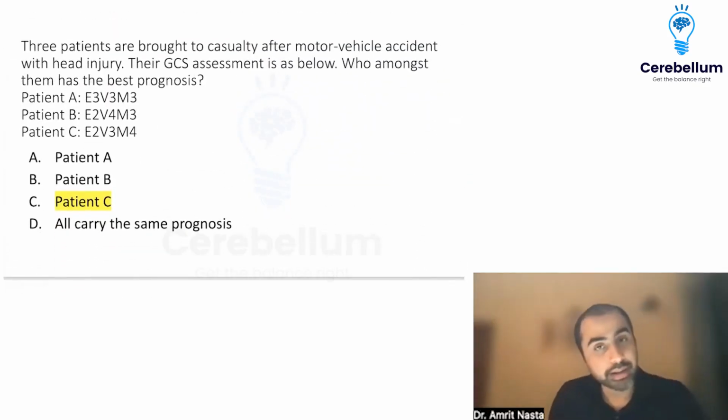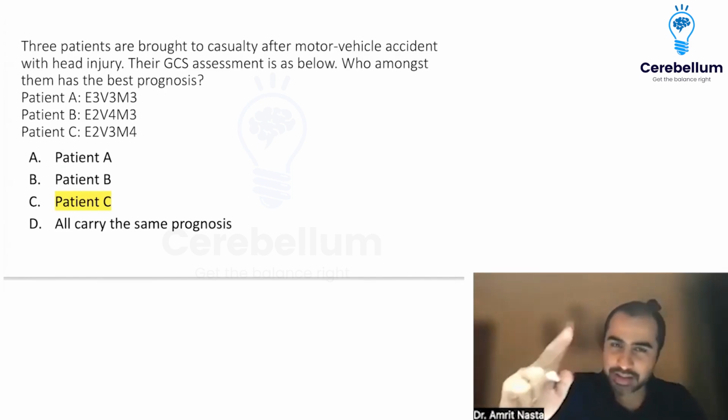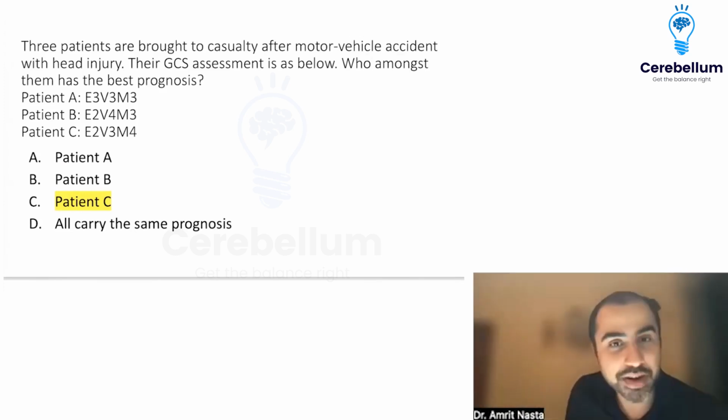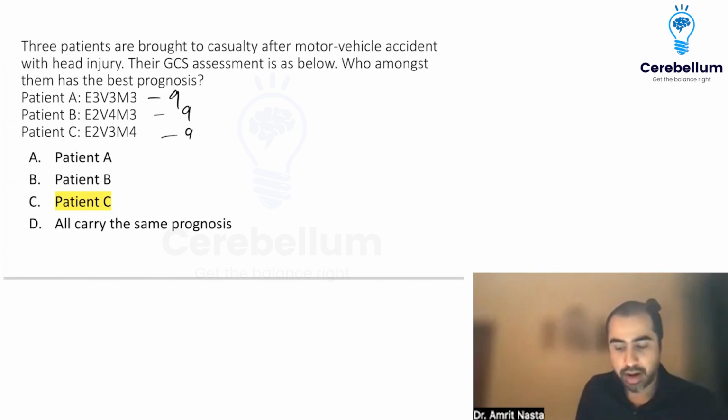Did you get this right? 3 patients, we discussed this. We gave 2 examples, Siddharth and Totipotent. I don't see any of them here, unfortunately. Makes me sad. So their GCS is given. They have the same GCS, 9. Do they carry the same prognosis? No. Patient C has the better prognosis because motor response is the most important.